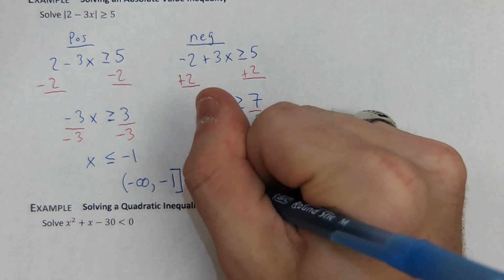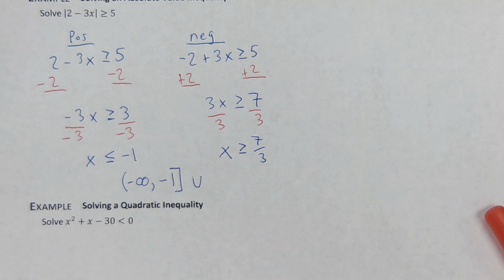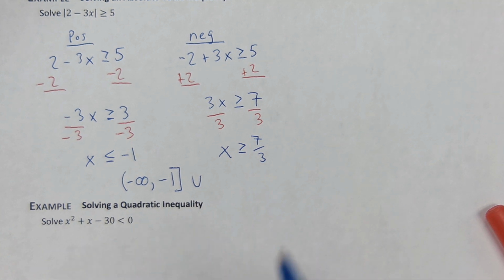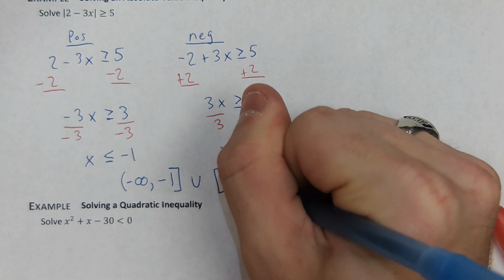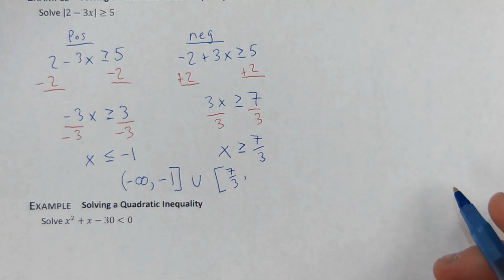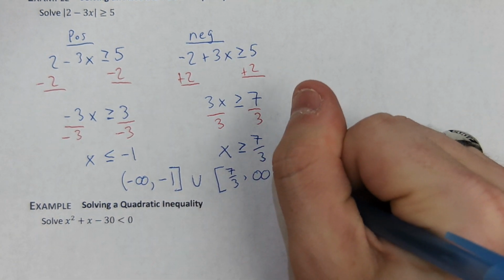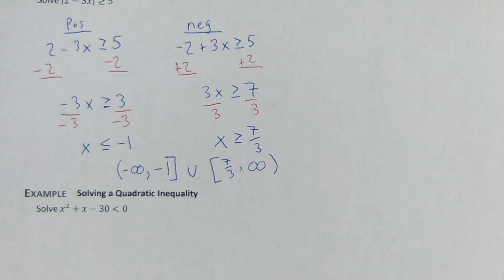Then we put a U in between them. It's not actually a U, it just looks like it. It's a union symbol. Beginning at 7/3, so bracket, because it's included, and heading to the right forever, all the way out to positive infinity, never reaching it, so parenthesis. When you write your interval answers with unions and stuff in between them, you should be going from small to big, just like in a single interval, you would do the same thing from small to big.